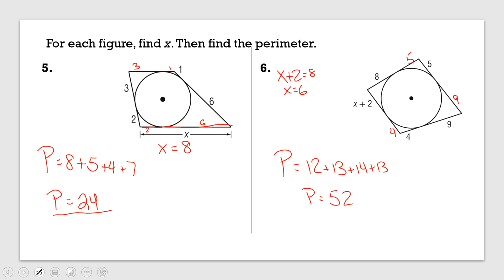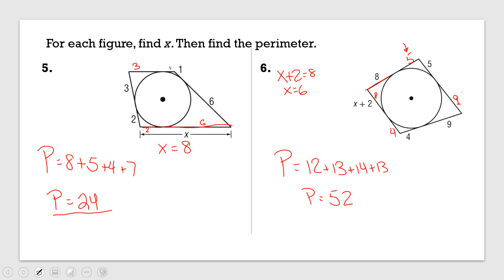And then the last one, we had x plus 2 has to equal my side here that's 8, so x plus 2 has to equal 8, so x is going to be 6. Again, that makes this part of that side 8, other side of 4, 4 and a 9. I get the 9 there, filling in, I get a 9 here, and then the 5 up here. So we add up all our numbers, and we get another perimeter of 52.